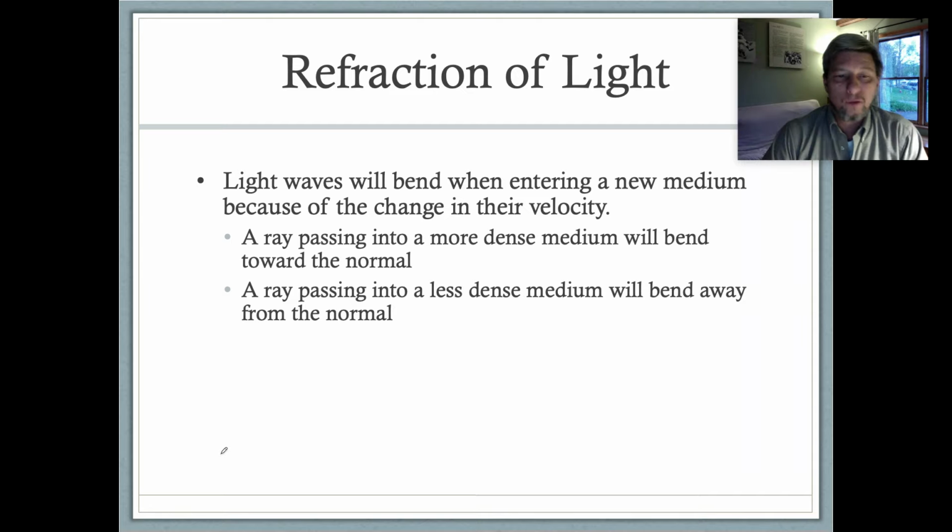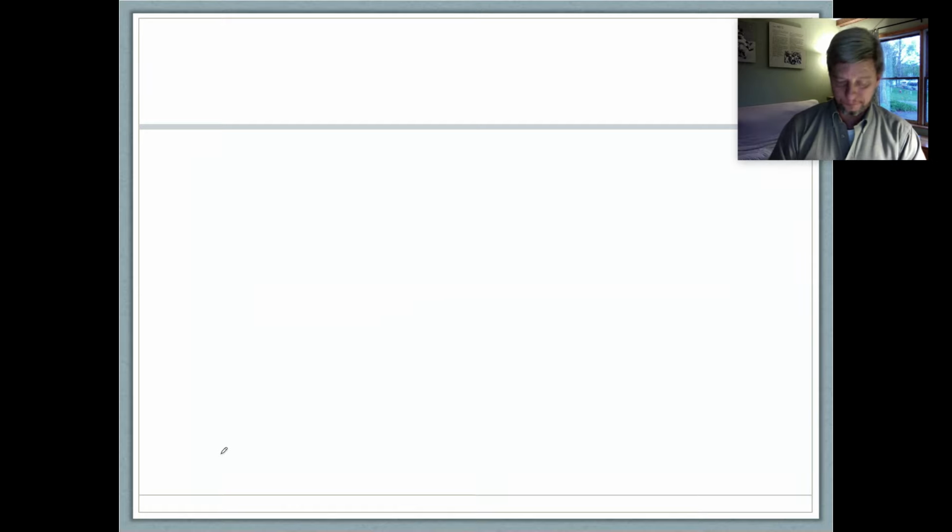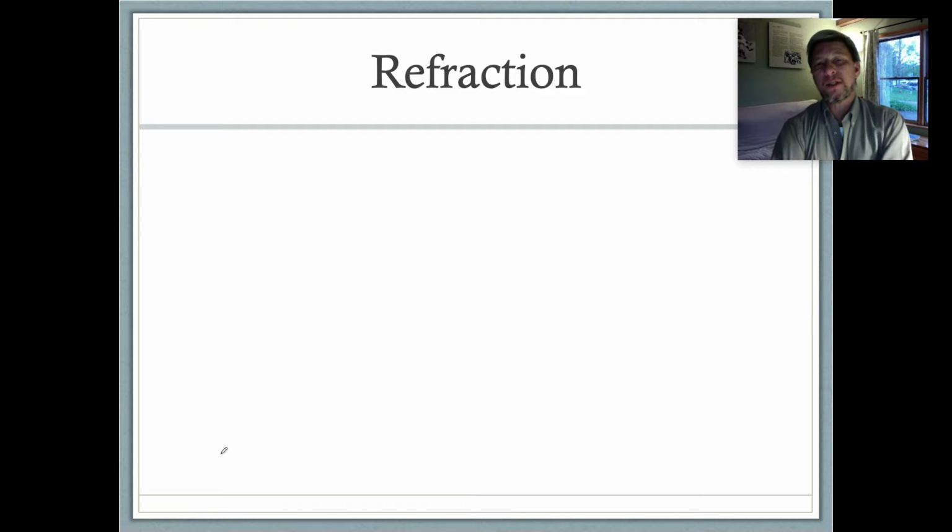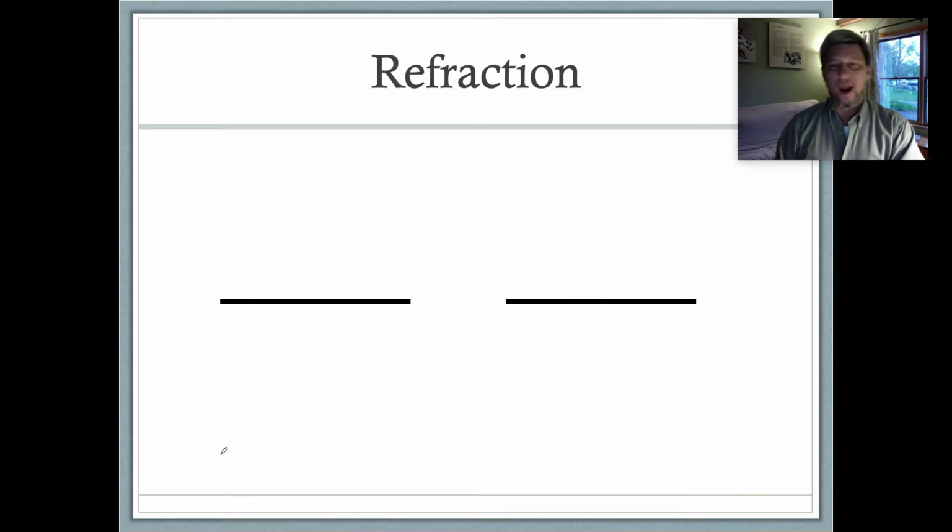It's because a ray that passes into a more dense medium like salt water will bend toward the normal. A ray that passes into a less dense medium will bend away from the normal. This is the same set of images that I showed you the other day when we first talked about the refraction of light. We have a boundary between two media, maybe air and water, or glass and air, and the vertical lines that you see here represent the normal lines.